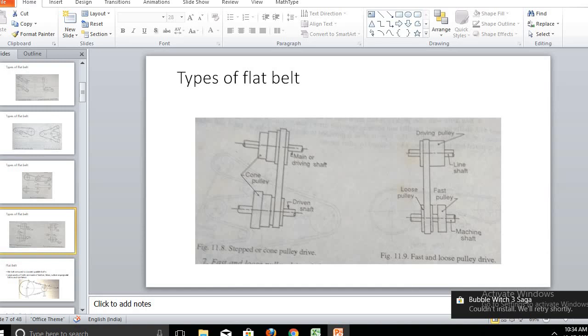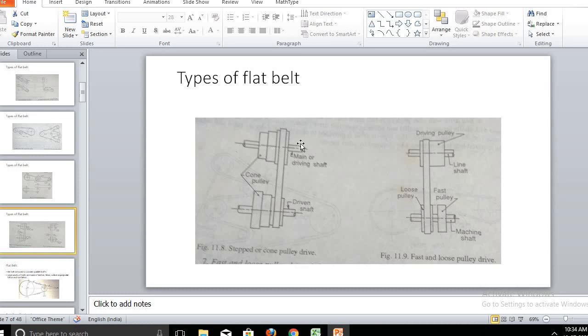And due to these different diameters, suppose we attach the first stepped part and the driven first stepped part, then you will observe that speed is increased. As soon as you shift this belt to the next step, the speed is reduced. Again you shift this belt to another step, again your speed is reduced. So this is called a stepped or cone pulley drive.